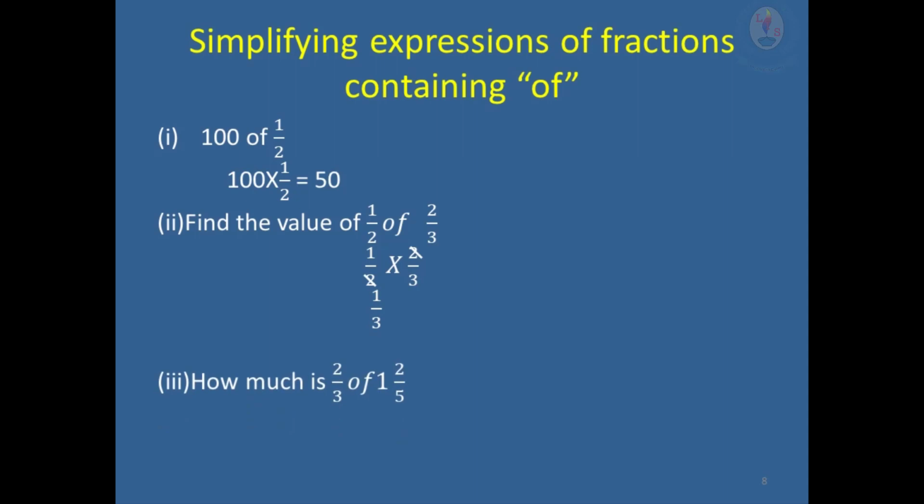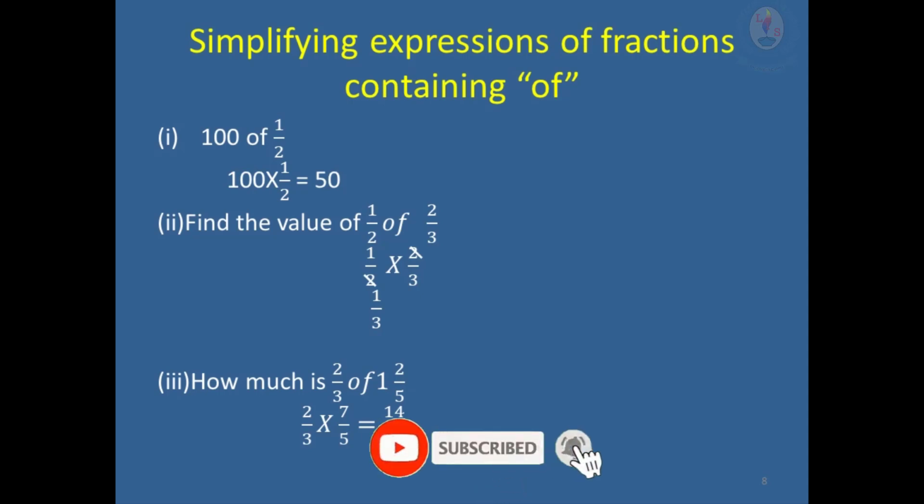Part 3. How much is 2 over 3 of 1 2 over 5? Then we can write 2 over 3 multiplied by, need to write that mixed number as an improper fraction. We can write 5 times 1, 5, 5 plus 2, 7, 7 over 5. Now we can multiply the numerators and the denominators separately. 2 times 7, 14. 3 times 5, 15. The final answer is 14 over 15.